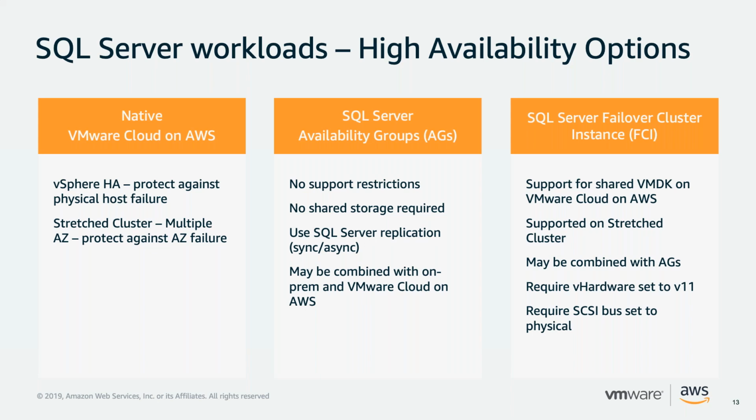From a failover cluster instance capability perspective, this is supported on VMDKs on VMware Cloud on AWS. It's also supported across stretch clusters. It can be combined with availability groups. There is a requirement that you have to be at a hardware level version 11 to support this. And in configuring it, you simply set the SCSI bus to physical to facilitate the configuration of the failover cluster instance.